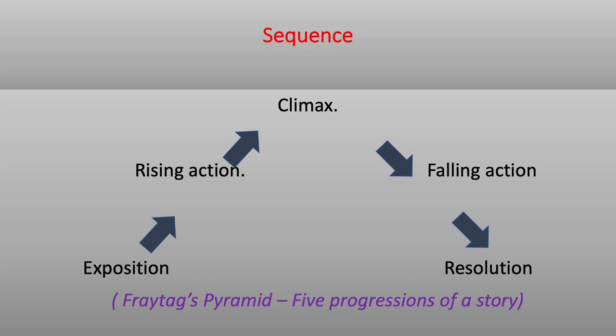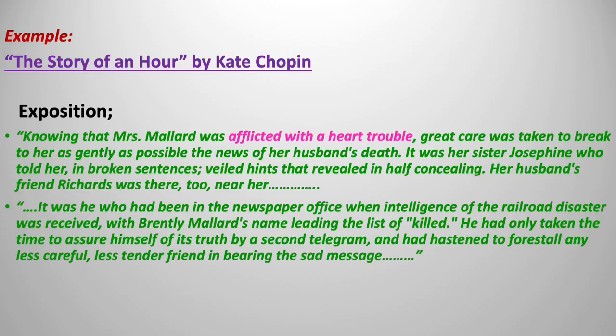Many fictions are written under 5 structural pillars. They are exposition, rising action, climax, falling action, and denouement or resolution. These sequences are also called Freytag's pyramid or 5 progressions of a story. Now let's take an example from your anthology to understand how these progressions work out in a story.